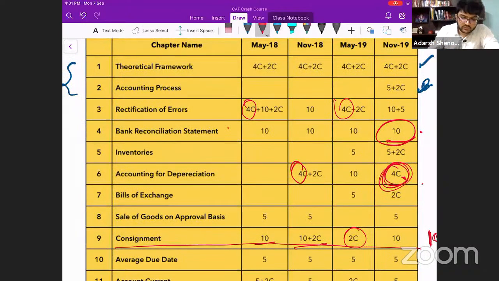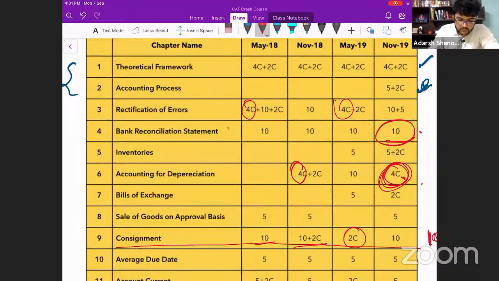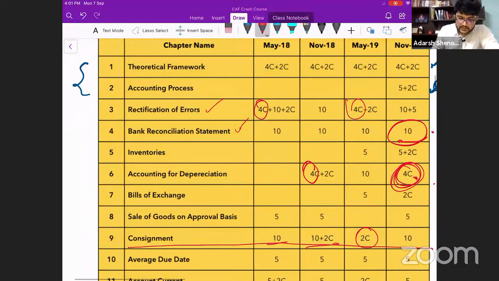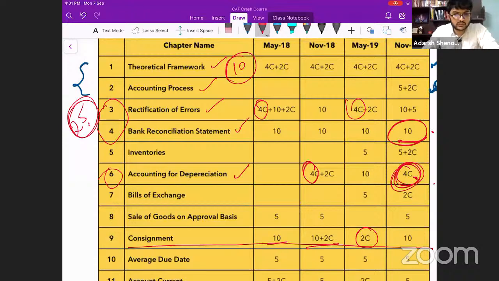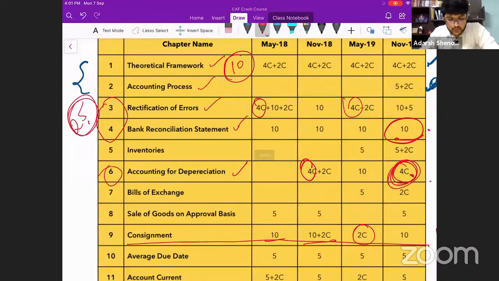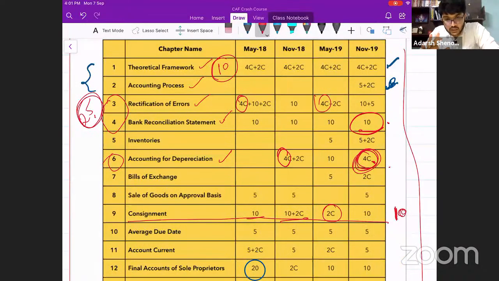So far we have discussed some very important chapters from the exam point of view, that is rectification, BRS and depreciation. Practical, I'm telling you, around 25 marks is covered over here only, and then here around 25 to 30 marks you can expect from this. Then theoretical framework and accounting process put together around 10 to 12 marks you can expect from both of these chapters. So total 35 to 40 marks we've discussed in the class already, and these are marks which are easily up for grabs.